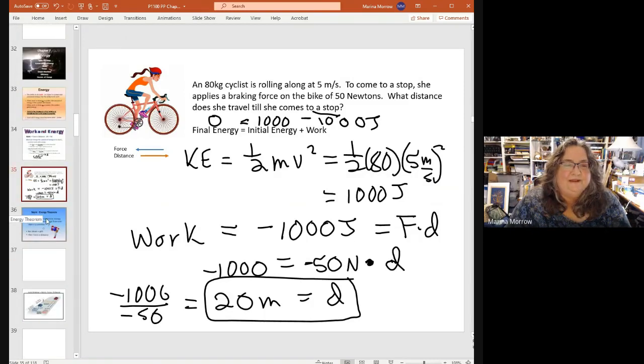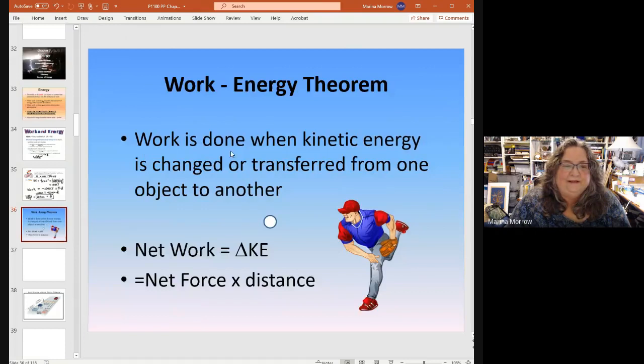Okay, now what is the work energy theorem? The work is done, and kinetic energy is changed or transferred, right? And the work energy theorem is that the net work that's done equals the change in the kinetic energy. So that is just what we were looking at a minute ago. There was net work done that created a change in the kinetic energy. Okay, and the net work is the net force times the distance.